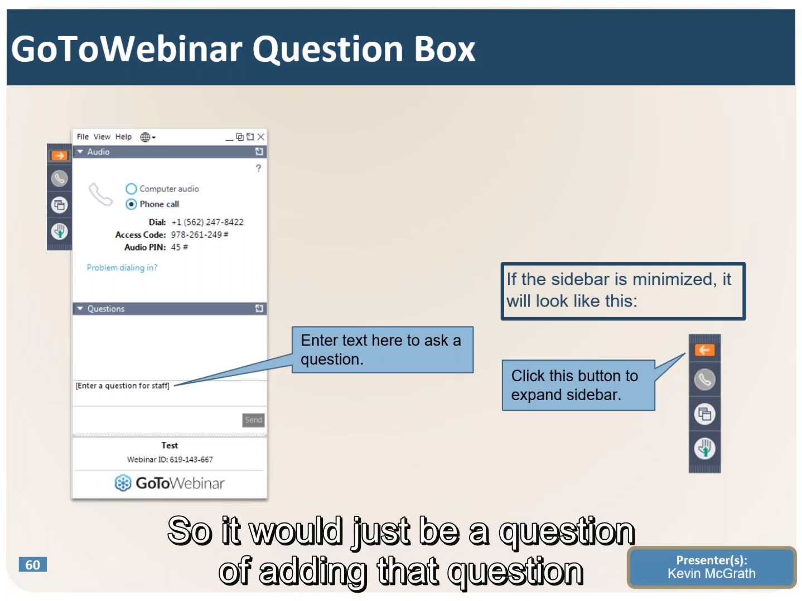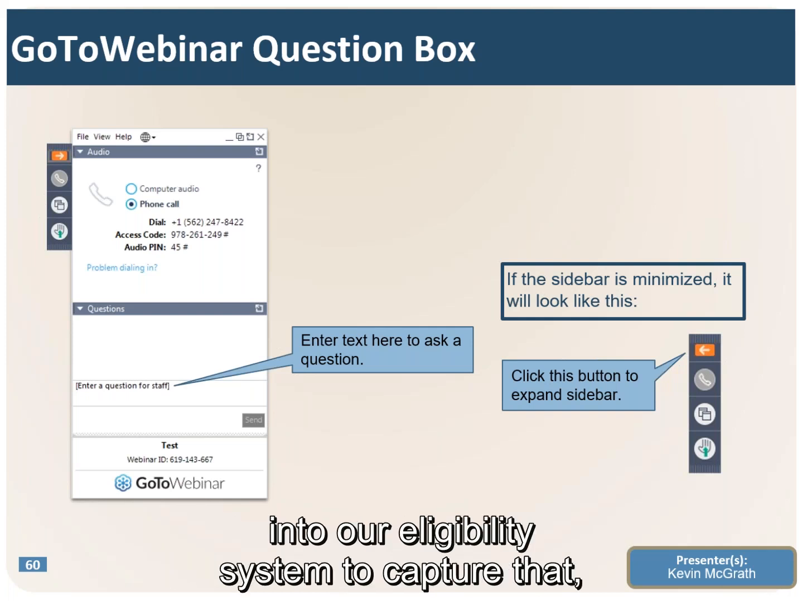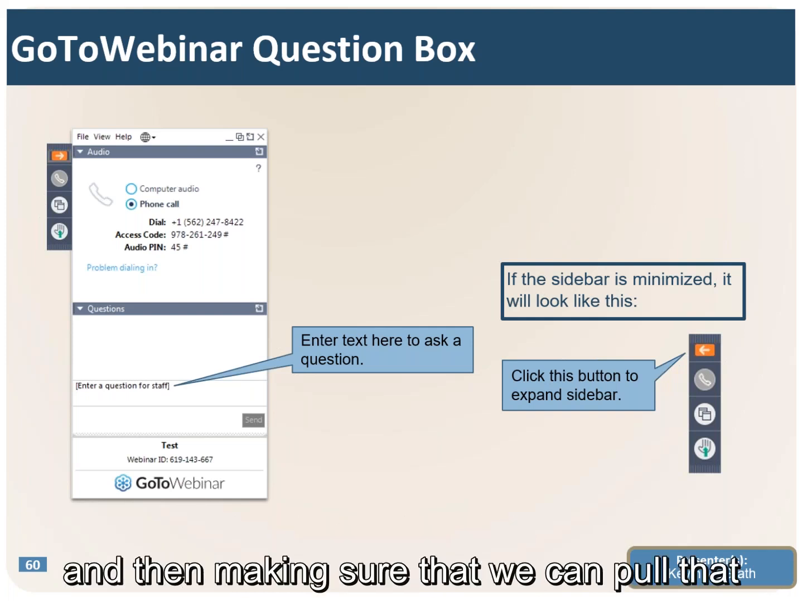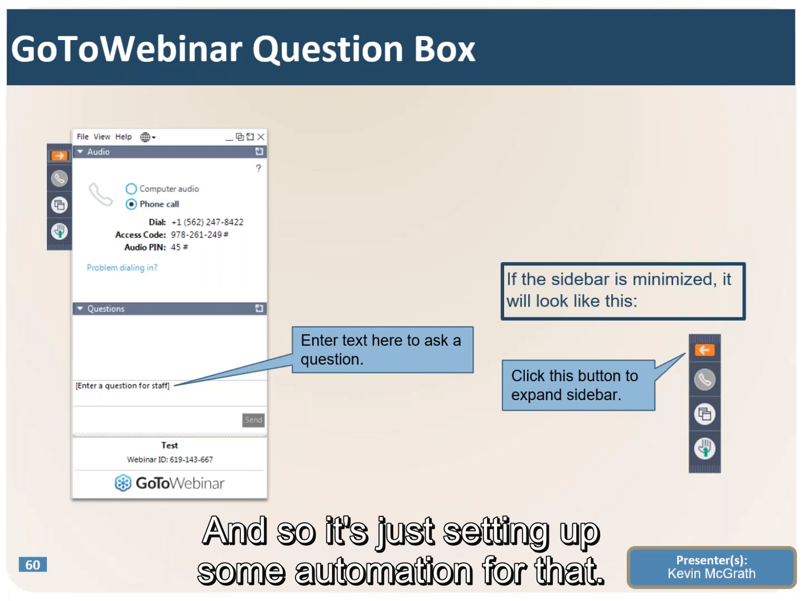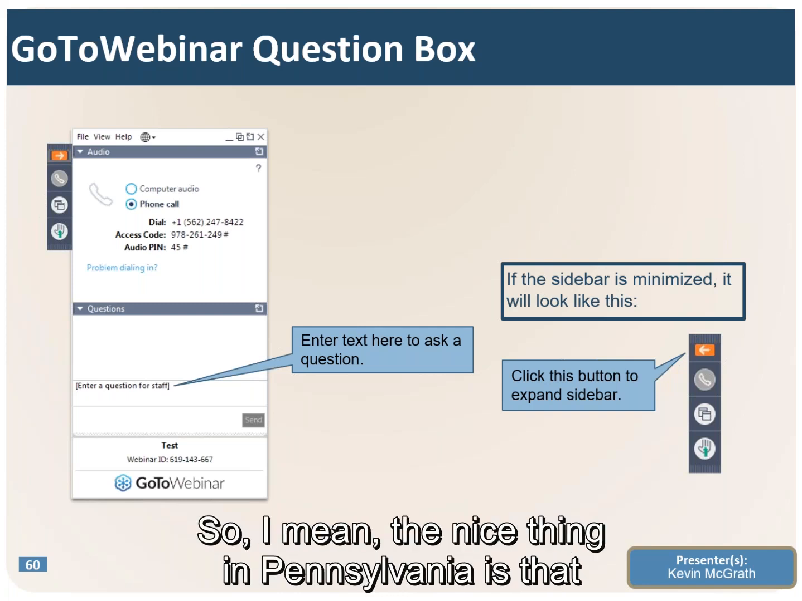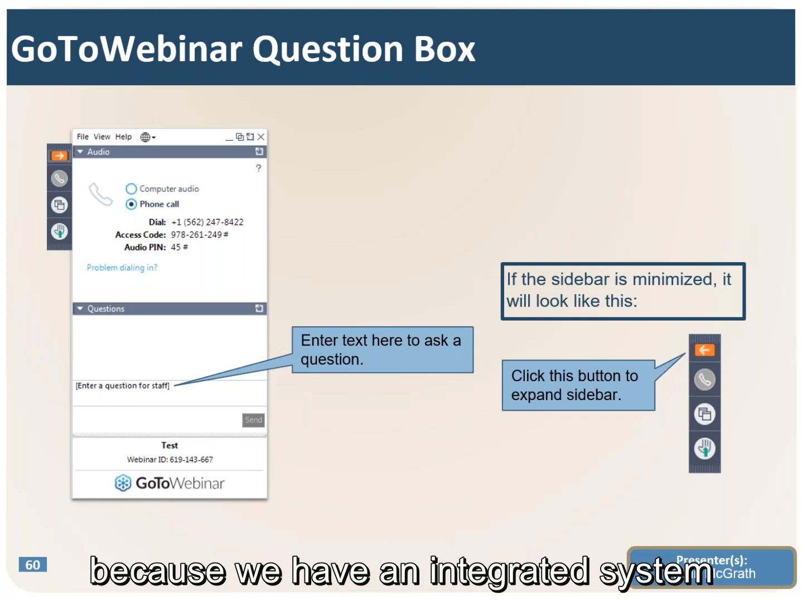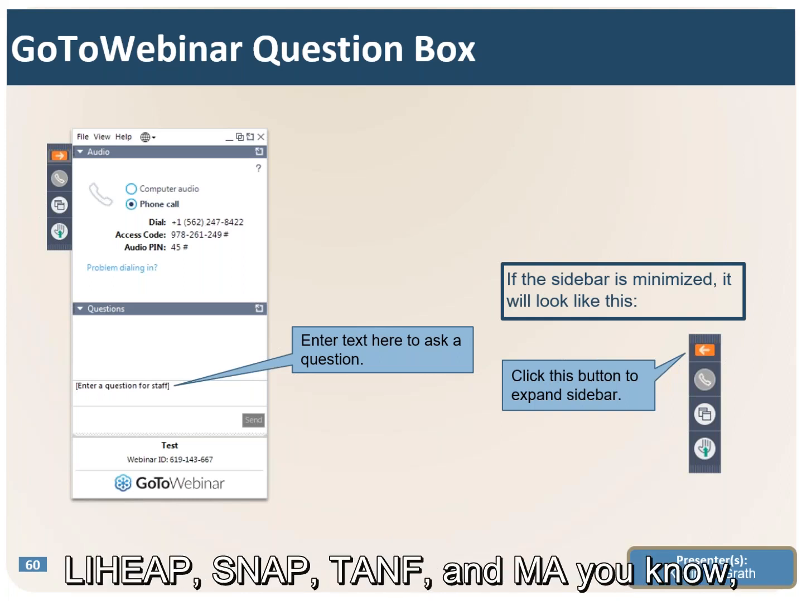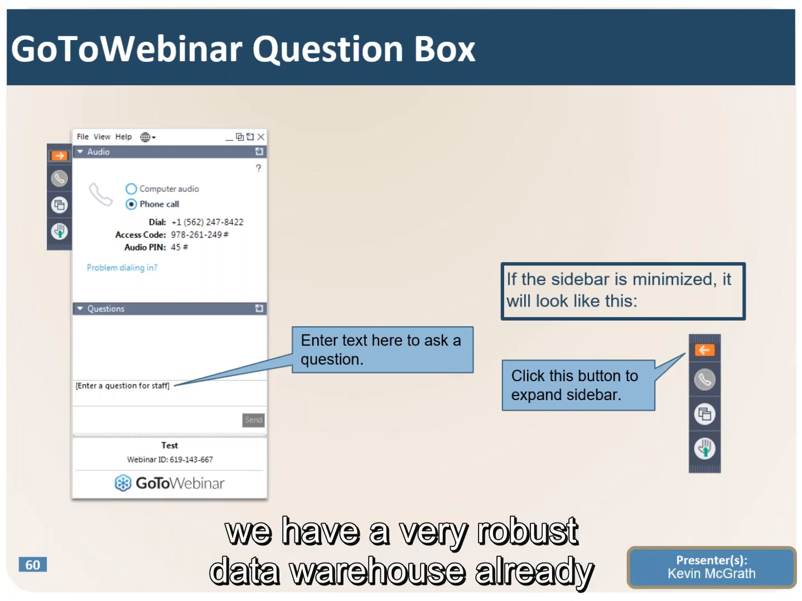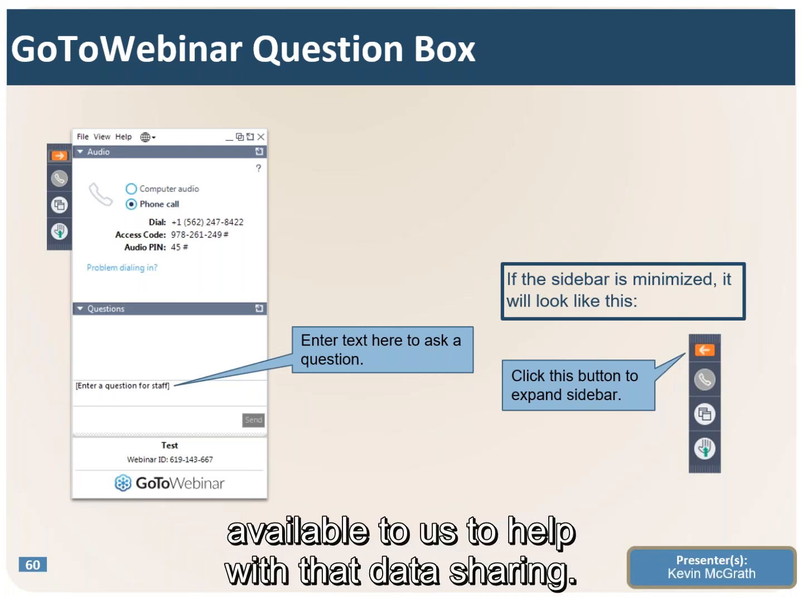So it would just be a question of adding that question into our eligibility system to capture that, and then making sure that we can pull it as a part of our reports, which we already do pull a lot. And so it's just setting up some automation for that. So, I mean, the nice thing in Pennsylvania is that because we have an integrated system that's shared amongst our 4 programs, LIHEAP, SNAP, TANF, and MA, we have a very robust data warehouse already available to us to help with that data sharing.